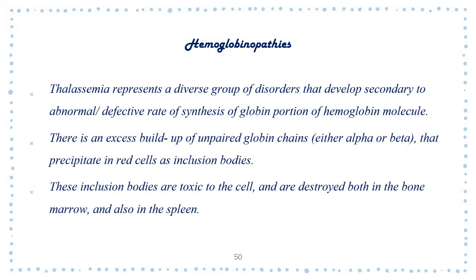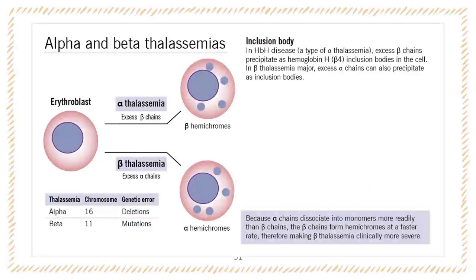Hemoglobinopathies like thalassemia can also present with jaundice due to hemolysis. Why does that happen? I think the picture in the next slide will explain it very clearly. If you remember the pathophysiology of thalassemia, there is an excessive buildup of unpaired globin chains, either alpha or beta, depending on which type of thalassemia it is. These will precipitate in red cells as inclusion bodies, similar to the Heinz bodies that we discussed for G6PD deficiency. These inclusion bodies are an abnormal presence within the cell, so they are toxic and will be destroyed in the bone marrow and the spleen, hence causing hemolysis as well.